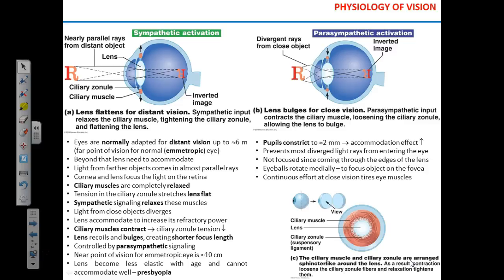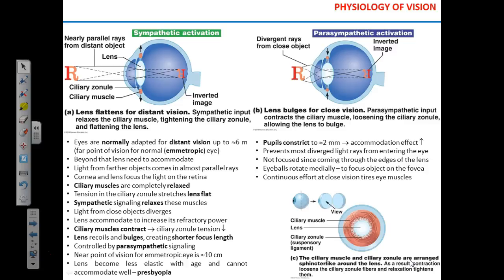Do they contract or relax? When we read, ciliary muscles, do they contract or relax? Contract. When they contract, what happens to the lens? They bulge. What happens to the ligaments? They are loose. Right? The ciliary zonules, the ciliary ligaments, are loose because when a muscle contracts, it shortens.